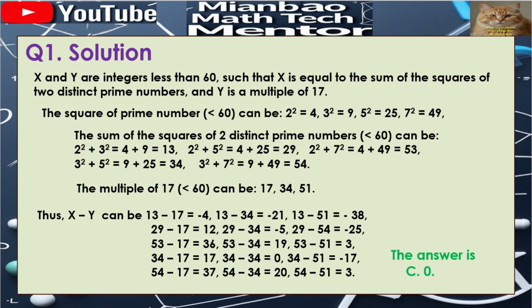The sum of the squares of two distinct prime numbers, less than 60, can be 13, 29, 34, 53, and 54. The multiple of 17, less than 60, can be 17, 34, 51. The answer is C.